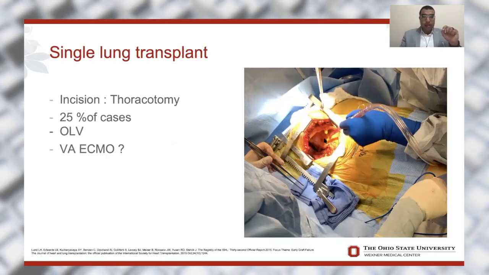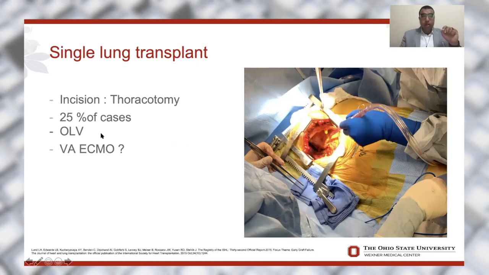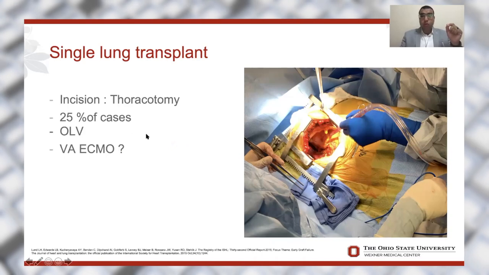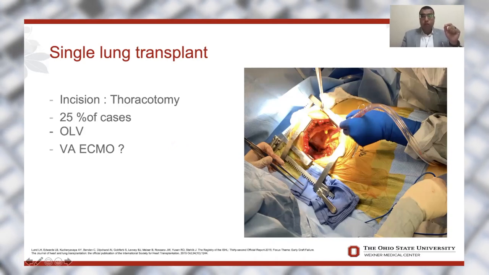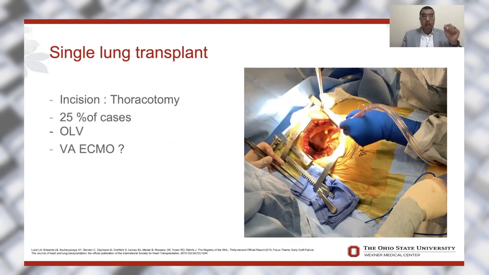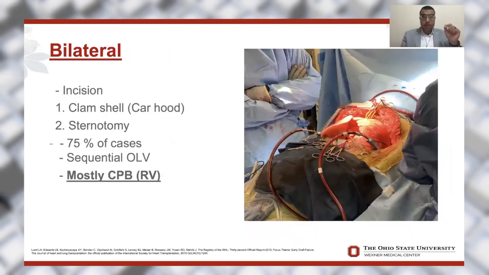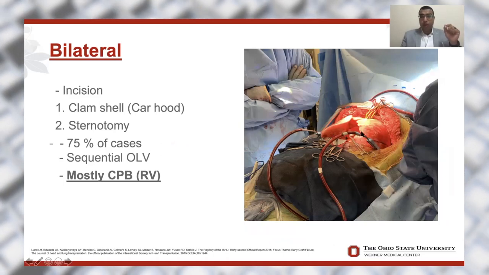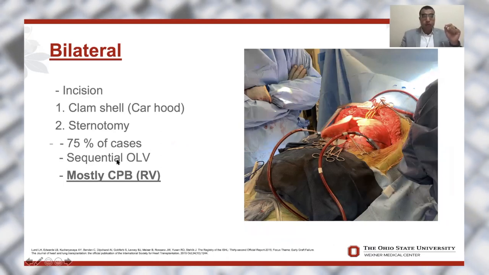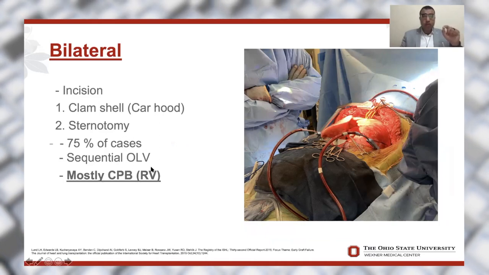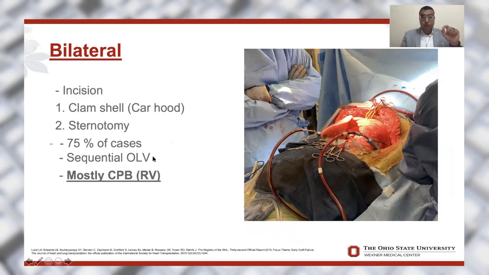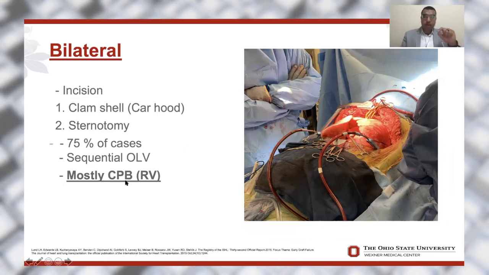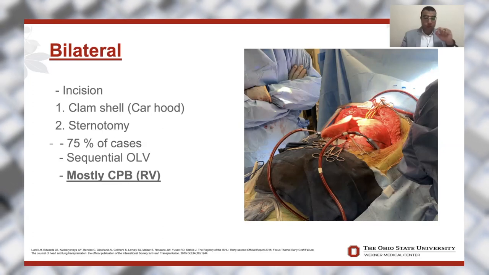For single lung transplant, the incision is a simple thoracotomy. As we said, after the availability of lungs, it's only about 25% of cases. We use what's called one lung ventilation, and ECMO is not our daily routine. For the bilateral or double lung transplant, the incision is either a sternotomy or this clamshell, like opening your car hood. It's most of the cases, and we use sequential one lung ventilation. This is an important consideration we will discuss later. In these cases, mostly we use cardiopulmonary bypass or VA, venoarterial ECMO.